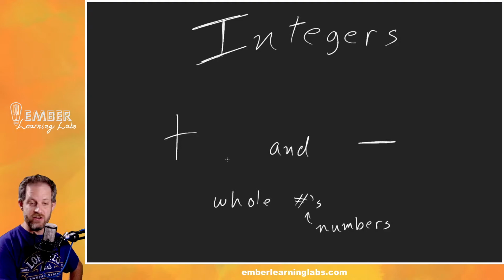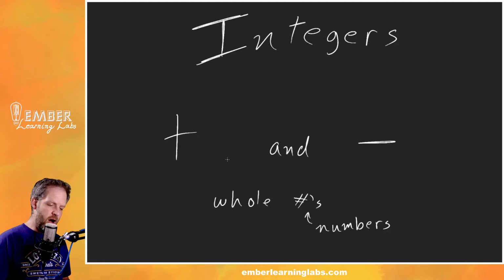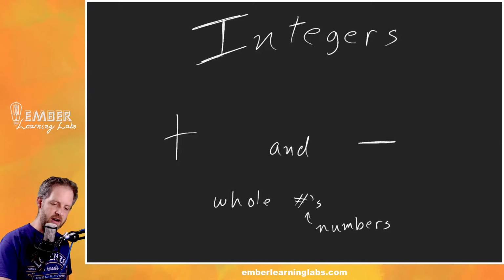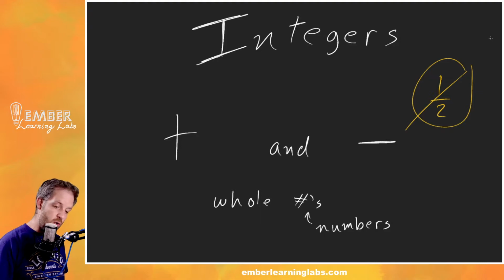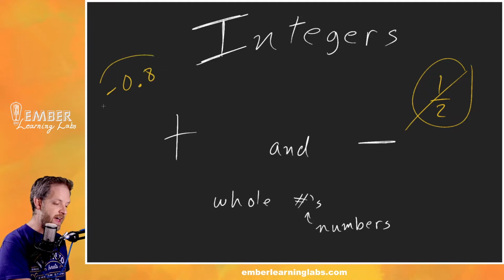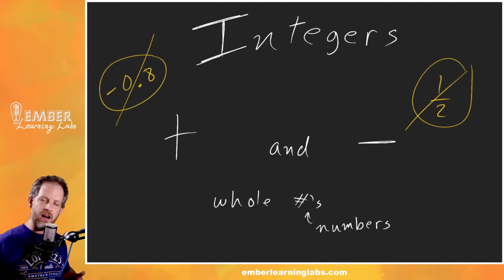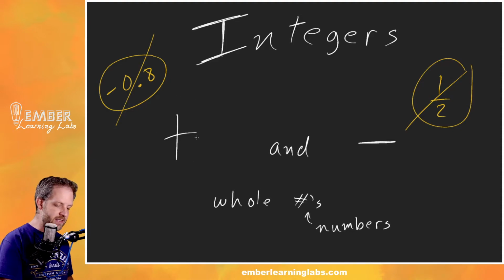Okay, so back to integers, back to where we were. Whole numbers. So what are we talking about? Specifically, we are not talking about fractions. So this, whether it was positive or negative, would not be an integer. Another example that would not be an integer would be negative 0.8. That's not an integer. So we're not talking about decimals or fractions or percents or any of those kinds of things. We're talking about positive and negative whole numbers.